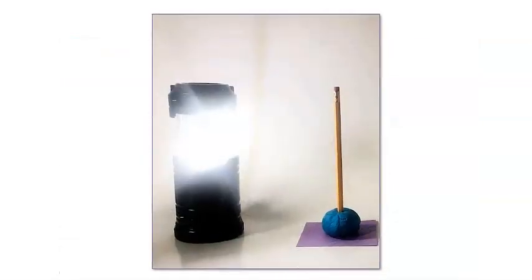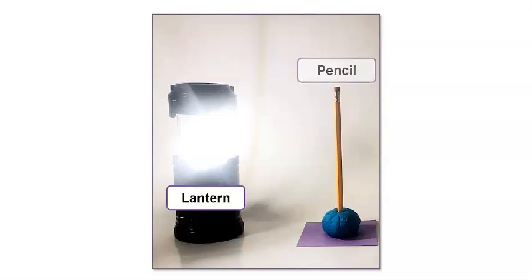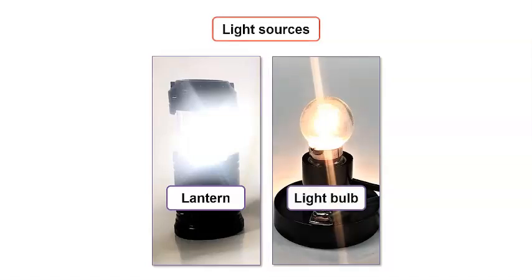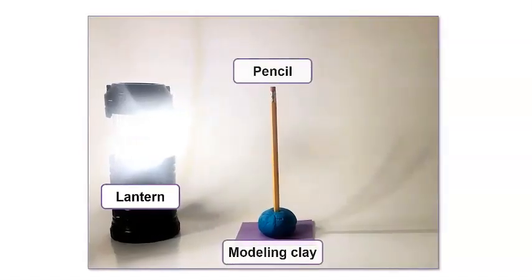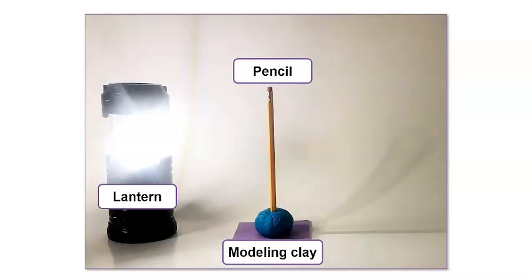These objects are our investigation material: a lantern, a pencil, and modeling clay. A lantern is a light source similar to the light bulb we observed. Like the light bulb, the lantern emits light in all directions. When the lantern is close to the pencil, a shadow of the pencil is formed. I think we can use these materials to help us investigate, but we still need a testable investigation question.